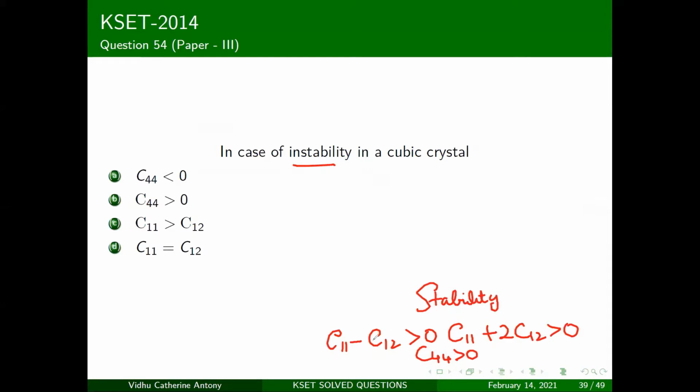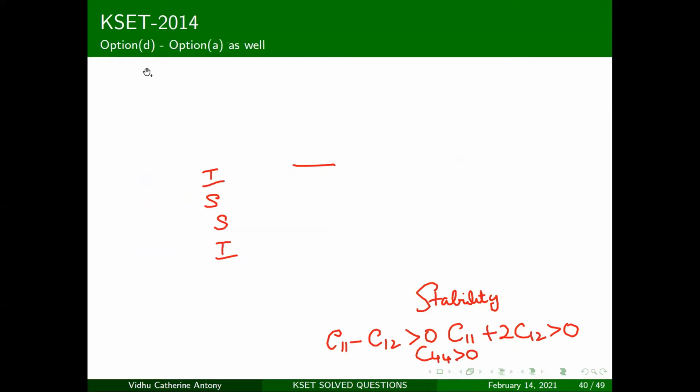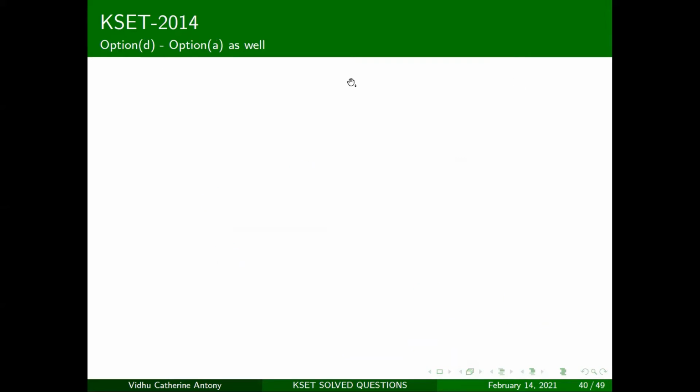So these are the formulas that tell you that they are stable. So they're looking at instability. So that means this is there in the stability condition. Which one? The C44 greater than 0. This means stable. This means stable. This means unstable, and this also means unstable. So that's why I wrote, in the next slide, if you look at option D as well as option A. It's not just one of the options, it's both option D as well as option A.